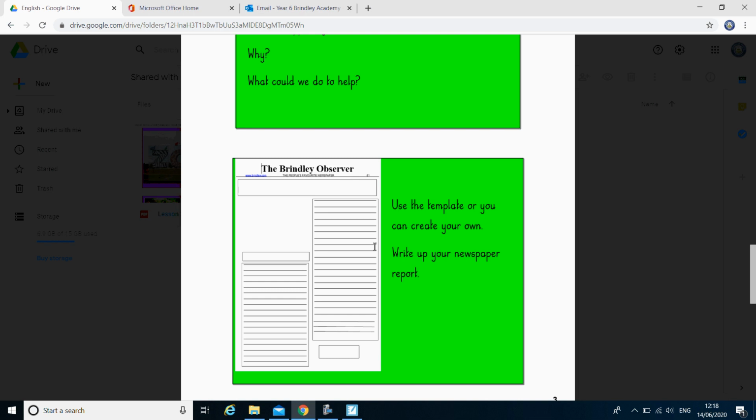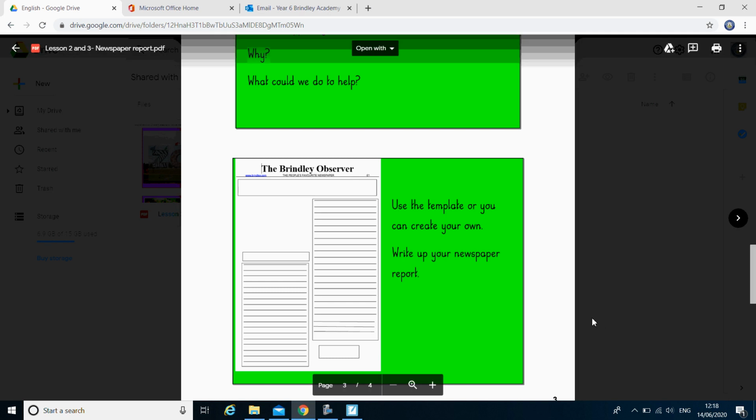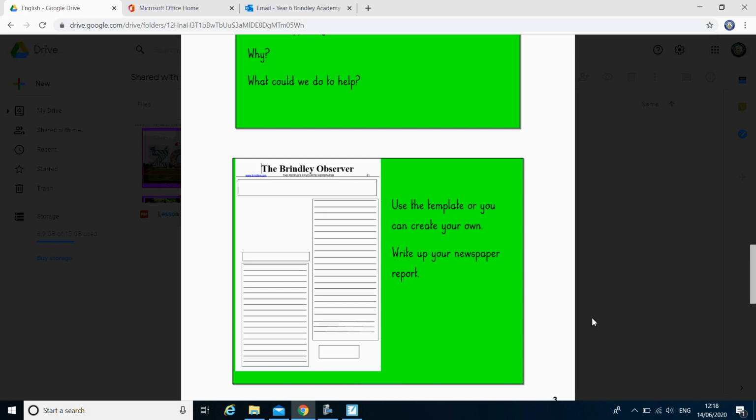Remember, this is to be done over 2 days, Year 6, so 1 day planning your newspaper article and the second day is going to be writing it.